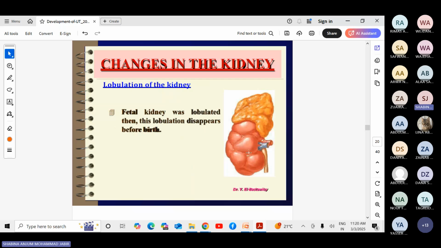So we know that it is developing from different sources. It has many small tubules. So when the kidney starts developing, it will be lobulated. Okay, we will see why it is lobulated. But normally at birth these lobulations will disappear, and it will become smooth. But here you can see that in some people there is a congenital anomaly in which the kidneys remain lobulated.